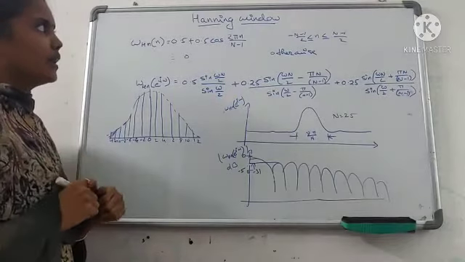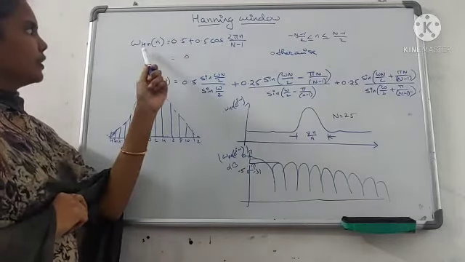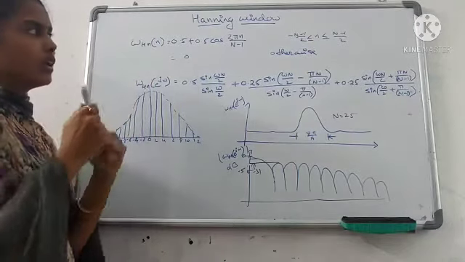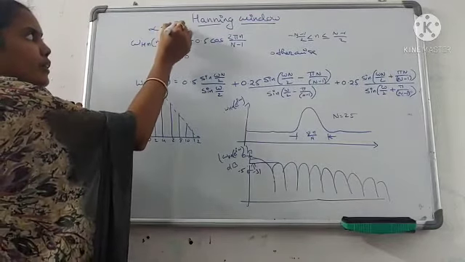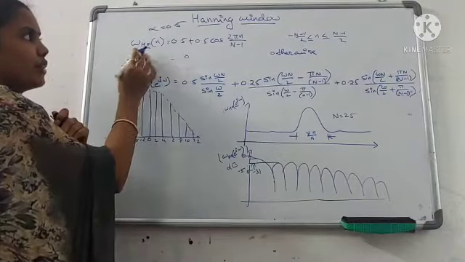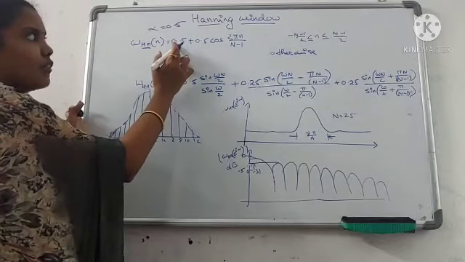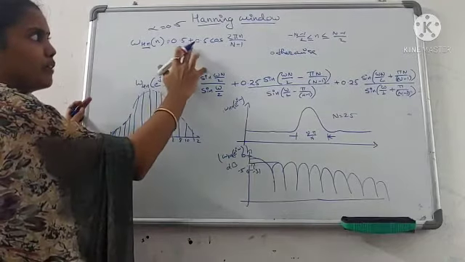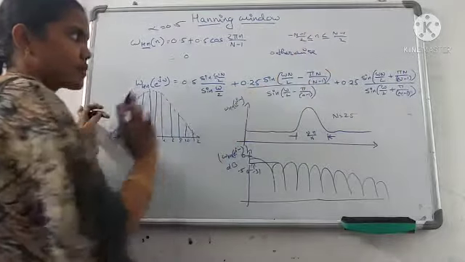So the next window is the Hamming window technique. This Hamming window equation came from the raised cosine window equation. In that equation, substitute alpha equal to 0.5 and you get the window, W_H. You denote the window as W_H of n, equal to 0.5 plus 0.5 cos 2 pi n by N minus 1. Here the limits are minus (N minus 1) by 2 to (N minus 1) by 2.